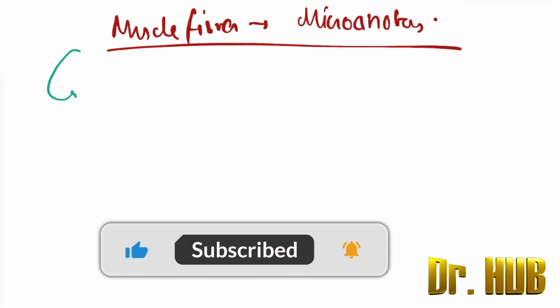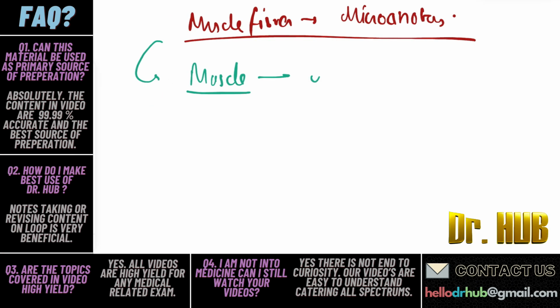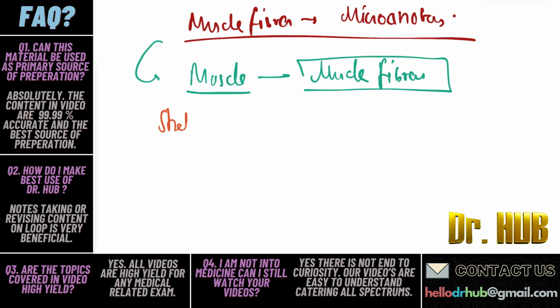So here are some important points we need to know in terms of the muscle microanatomy. Each muscle consists of muscle fibers, and each skeletal muscle contains muscle fibers. And what about skeletal muscles?